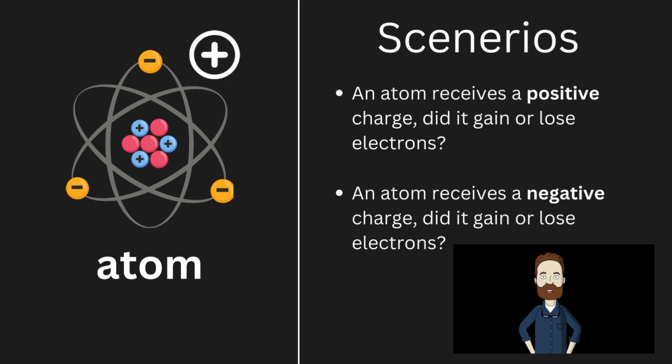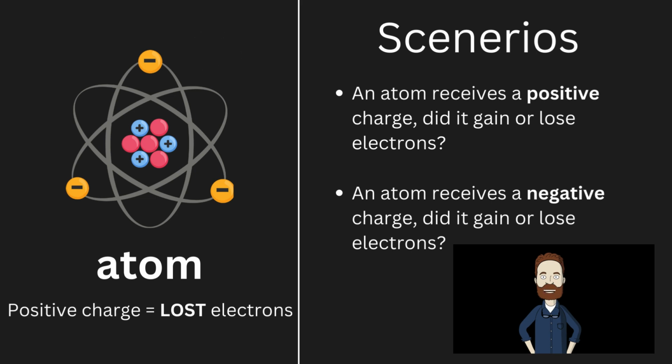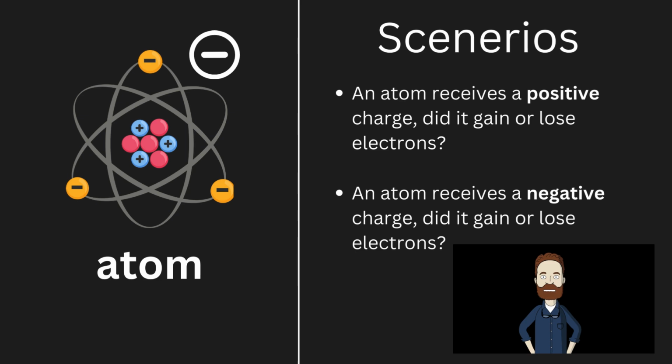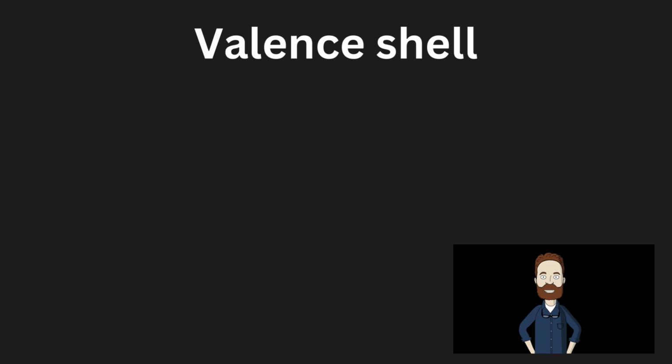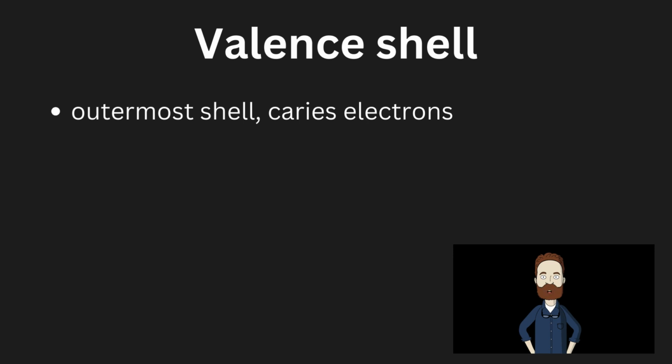When a positive charge is present, that means an atom has lost electrons, while when an atom has a negative charge, it has gained electrons. This is due to the electrons having a negative charge, as I stated earlier. Let's talk more about this valence shell and how it holds electrons. The valence shell is the outermost shell that carries electrons in an atom. You may learn that there is more than one shell that electrons will travel from, but you shouldn't have to know that for this course.